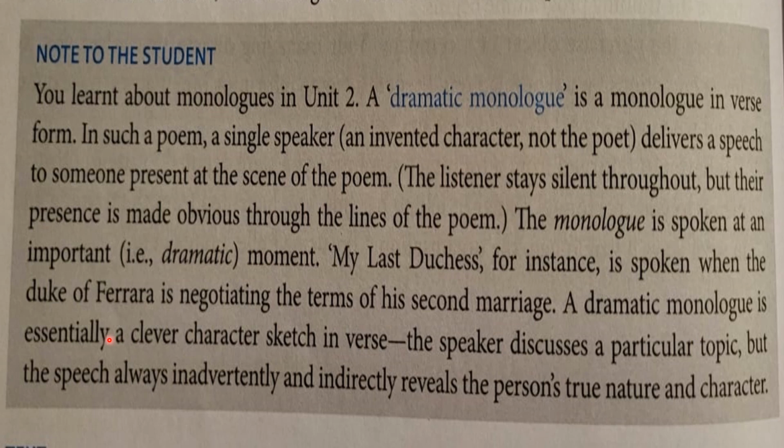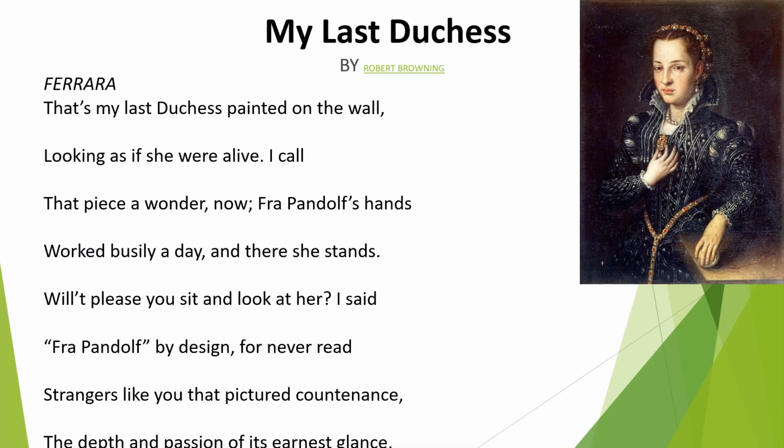So a dramatic monologue is essentially a clever character sketch in verse. The speaker discusses a particular topic, but the speech always inadvertently and indirectly reveals the person's true nature and character. The person doesn't speak about himself, but as he speaks, we understand that person's nature. That is the meaning of dramatic monologue. Monologue, students, means one single speaker talking.